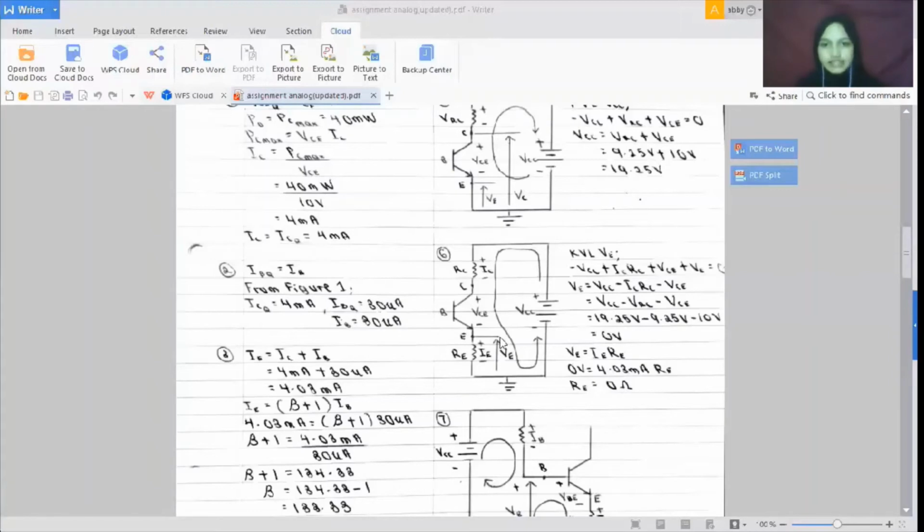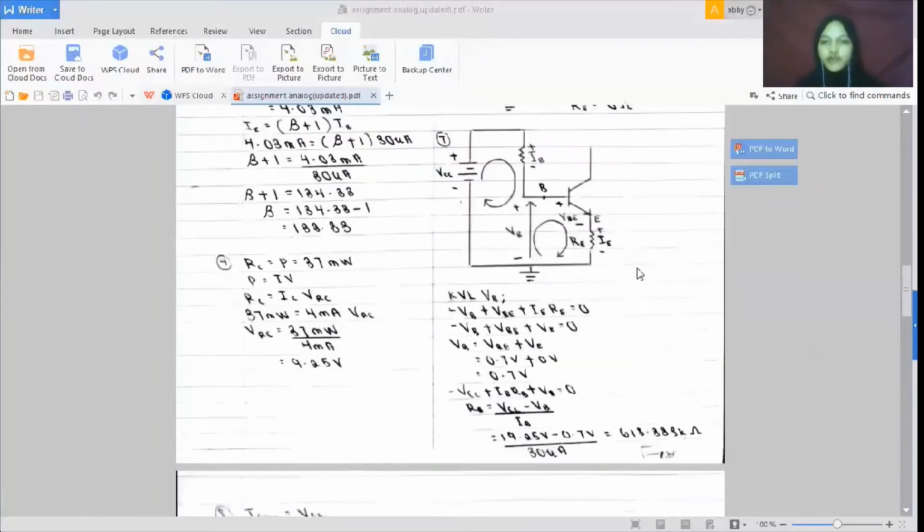Okay, next, we'll be searching for another voltage which is VB. For VB, we'll be using this KVL loop here. So the equation of the KVL loop is negative VB plus the voltage drop here known as VBE plus IERE equal to 0.